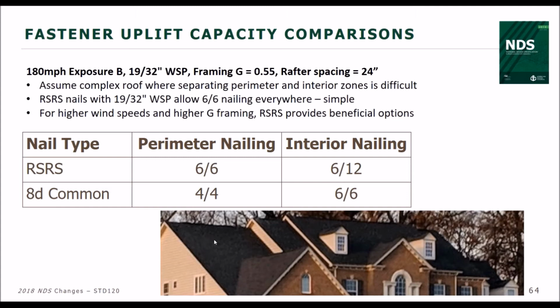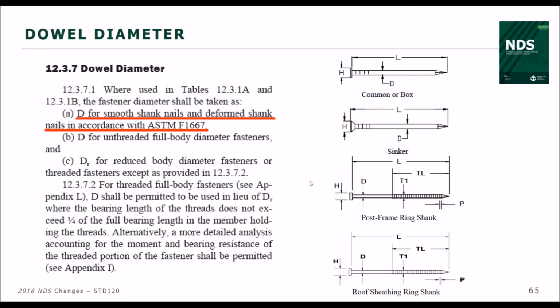So one easy way to deal with this would be to use the roof sheathing ring shank nails along the perimeter of the roof. It would require a 6 and 6 nailing pattern. In the interior you could get by with 6 and 12 on the interior of the panels, but again, it's pretty simple to just specify 6 and 6 on the entire roof, and that's it. You're done. A 180 mile per hour roof system with a 6 and 6 nailing schedule simplifies everything. So again, a couple of practical ways that might help you in those hurricane zones.